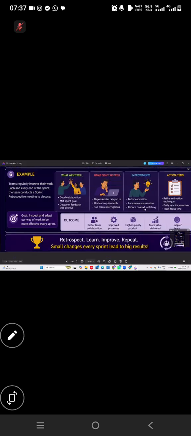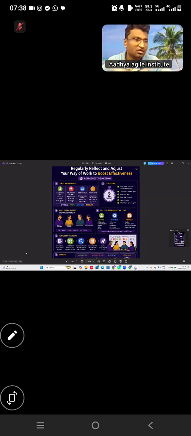Are you clear on this? Yes. These are all the 4 values and 12 principles. Again, I'm telling you, don't think that this is an overburden for you. This is not an overburden. These are the basics. It is very important to understand.